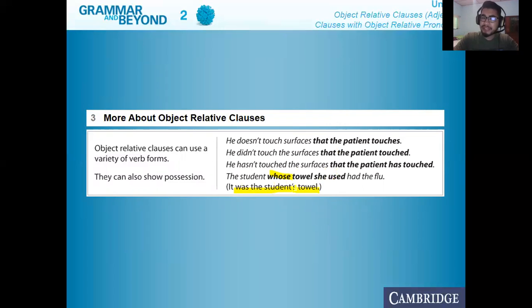Over here, we're talking about that this towel belongs to this student, the student that we are talking about at the beginning of the sentence. Therefore, we cannot omit this information because it is important. Imagine if I say the sentence, the student towel she used had the flu. The student towel. So that means that you're talking about a towel for students? No, right? We're talking about a towel that belongs to a certain student. Therefore, we need whose, because if not, it doesn't make any sense.